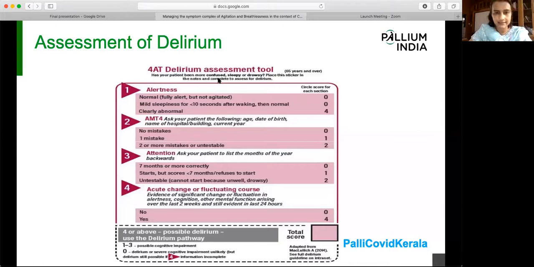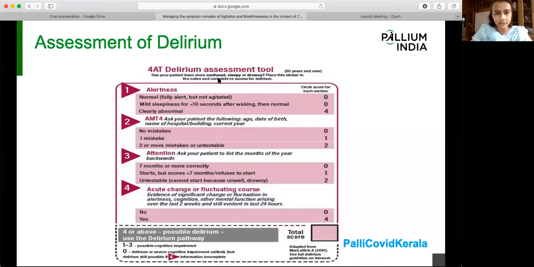The second one is AMT4, which is the abbreviated mental test score. To do it, the questions that we normally ask are the age of the patient, date of birth, name of the hospital or building, and current year, which year are we? These are four simple questions which we could ask any confused person. If they answer without any mistake, they score zero. If there's one mistake, they score one. If they have two or more mistakes or they're untestable, they score two.